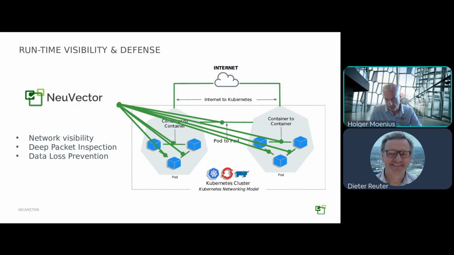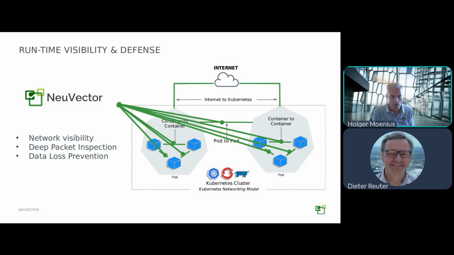So we act inside the container infrastructure like a traditional network tap. As said, we can read it based on layer 7 and understand all traffic from east to west, from ingress to egress, over all clusters, and that gives you the full visibility. And with the deep packet inspection capabilities, we can prevent data loss.